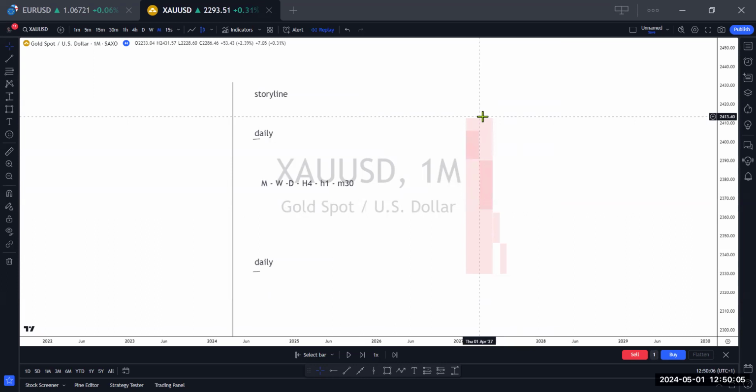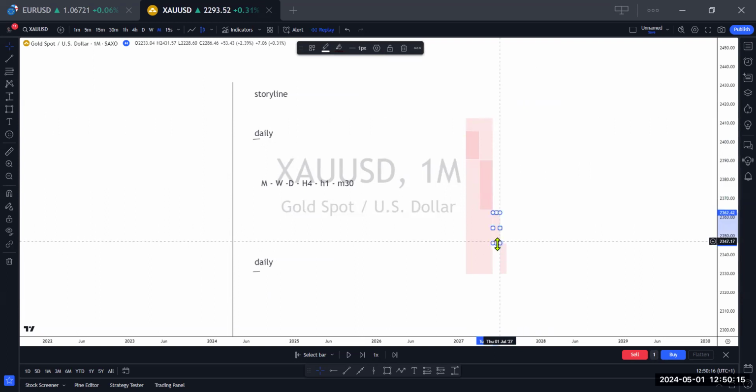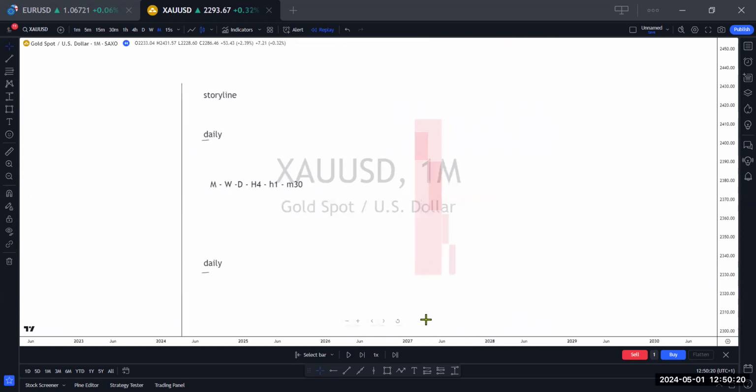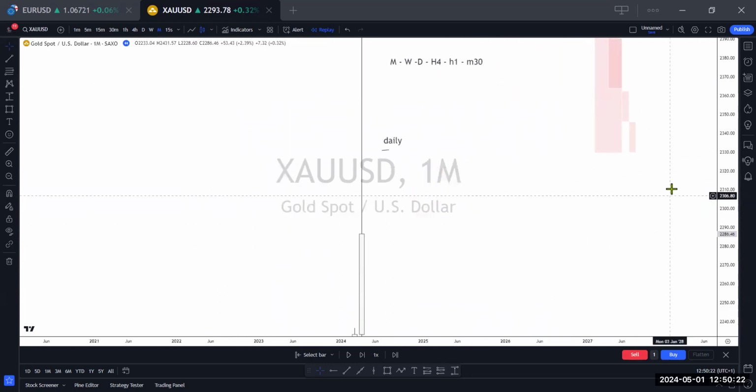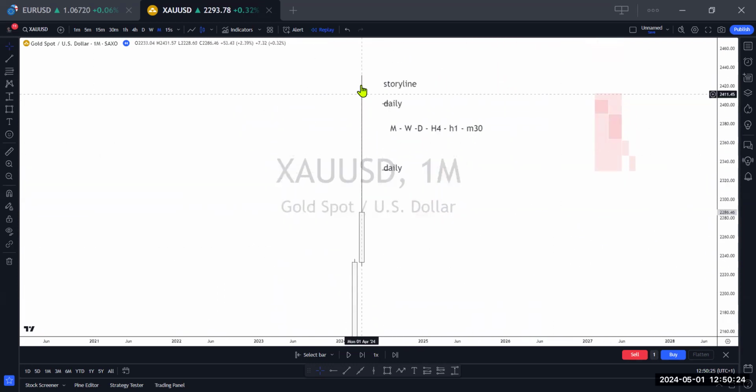So before a monthly candle can close, there must have been 4 weekly candles. Now, the monthly candle can close anyhow. For example, this is the April candle close. So let me show you guys something. Let's put this. Now, see the weekly candles in April.